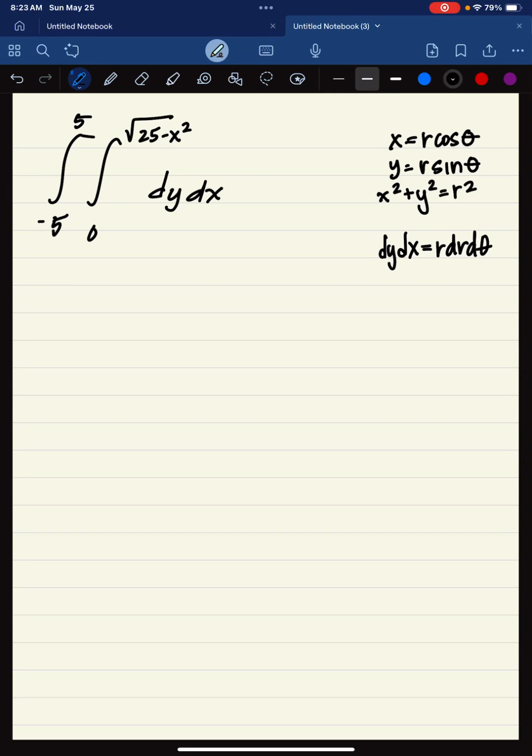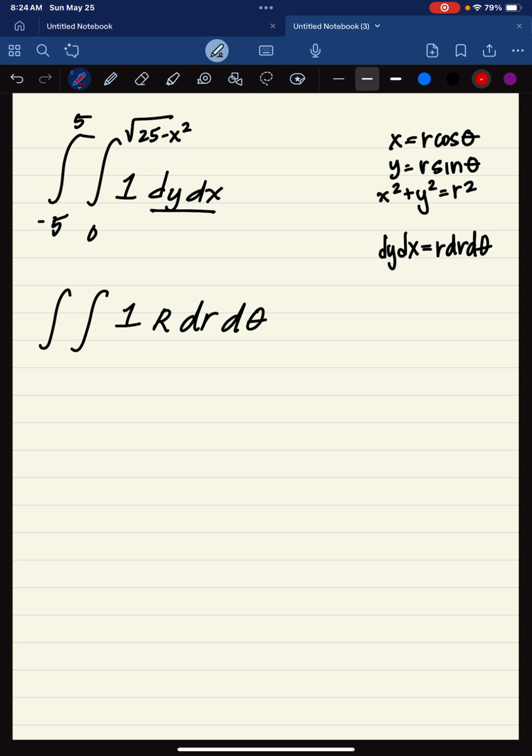Alrighty, so first of all, when we have a dy dx, we're going to be replacing that with r dr d theta. Every time, dy dx becomes r dr d theta. Great, and we didn't have anything here, so that's understood to be a 1. Sometimes you might have something there. In our next example, we will. So this would just be a 1 represented here.